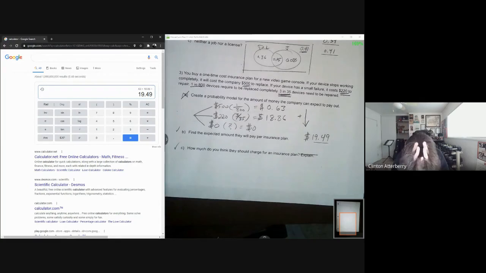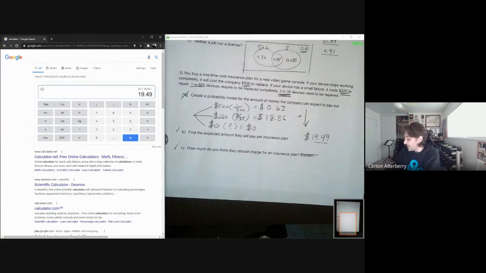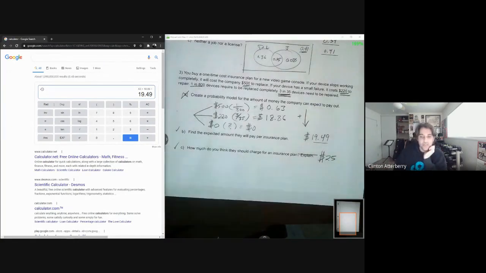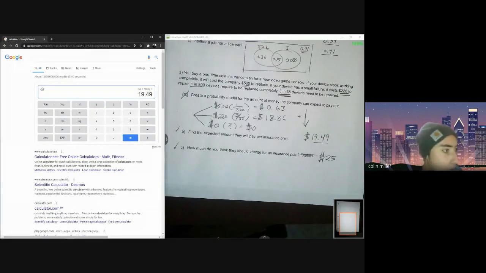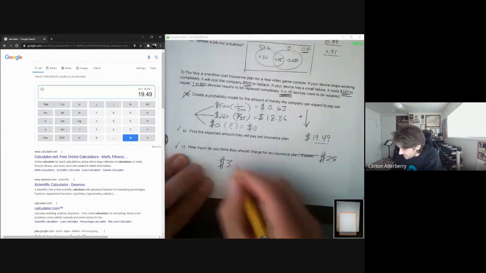So if you know it costs the company $19.50 per insurance plan sold with a console, what would you expect to be a price they should charge? $25. Okay, that was the answer that I put on the answer key. Could you give me some bad options? Because it's going to be multiple choice. So what would you predict would be a bad number? I'm just like $3. Okay, that's a great bad option. Give me two more.